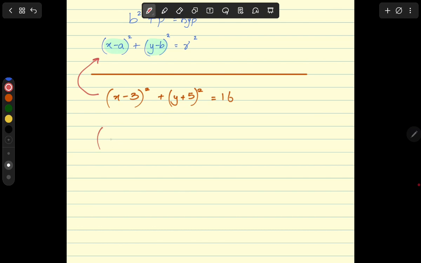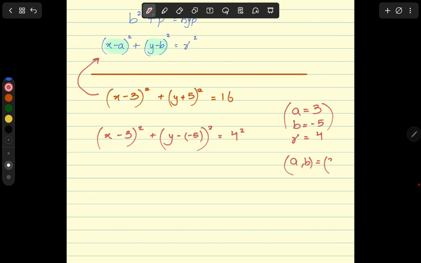So x minus 3 whole squared is fine. So a is equal to 3, and plus y plus 5 has to be converted into y minus negative 5, such that my b becomes minus 5, and 16 may be rewritten as 4 squared, which is going to give me my radius as 4. So what does this show us? This shows us that our a and b, which is now 3 comma negative 5, is our center of a circle, and the radius is 4.